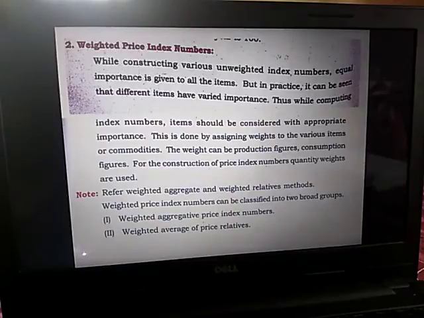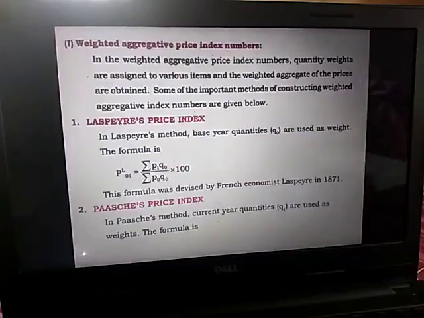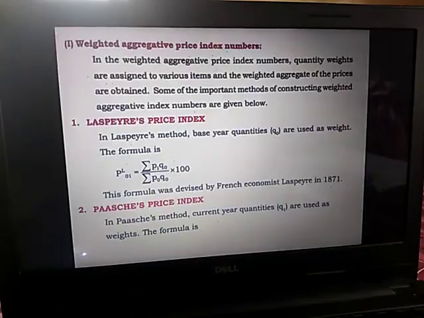Now, weighted price index numbers can be classified into two broad categories, that is weighted aggregative price index numbers and weighted average of price relatives. In the weighted aggregative price index number, quantity weights are assigned to various items and the weighted aggregate of the prices is obtained. There are a few methods to obtain this.